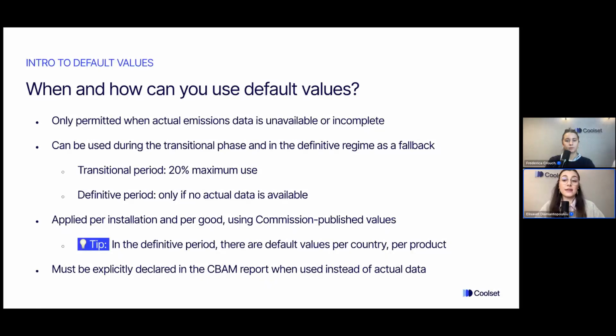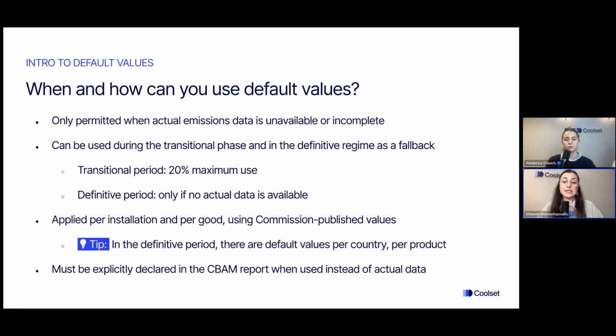Or potentially you might lead to the conclusion that it's unreliable data that your suppliers gave to you. During the transitional period, there was this 20% of total embedded emissions cap, and this was meant to balance out at the beginning how much of the reporting was through default values and how much was with actual data. But during the definitive phase, this logic changes, and there is no cap on how much you can use them, but that's not because the default values are free to be used, but because their usage is not the default, like should not happen in an ideal scenario at all.